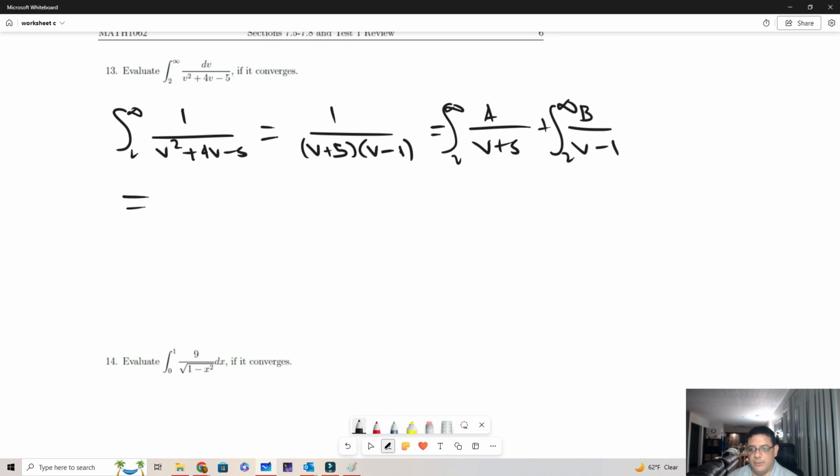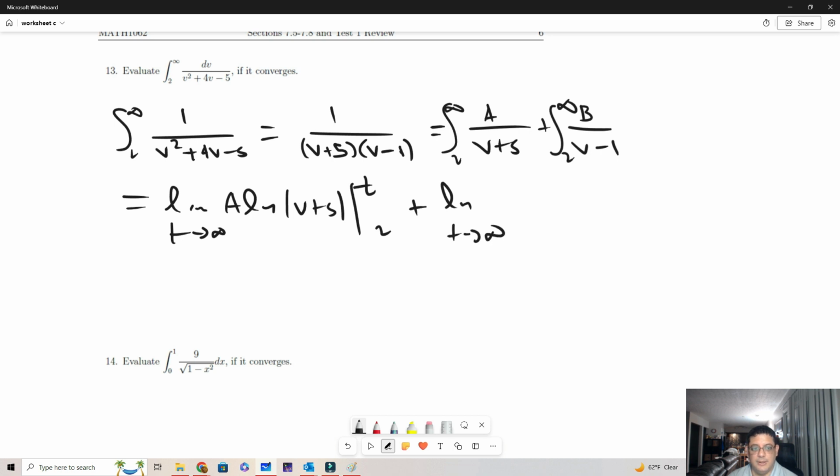So this is going to be equal to the limit when t goes to infinity of a log of b plus 5 between 2 and t. And same thing with this one, the limit when t goes to infinity of b log of b minus 1 between 2 and t. So when we plug in t, we have a log here, and that log is going to go to infinity, and so this is going to be a divergent integral.